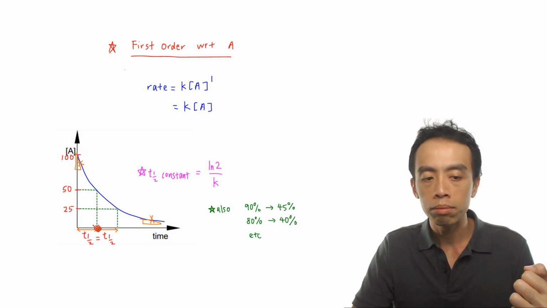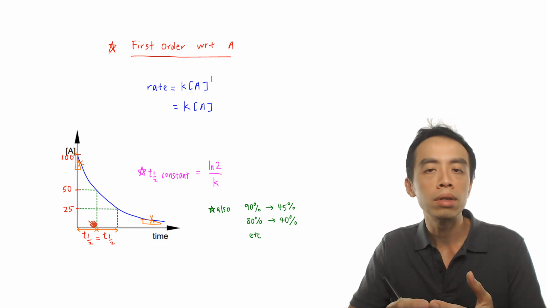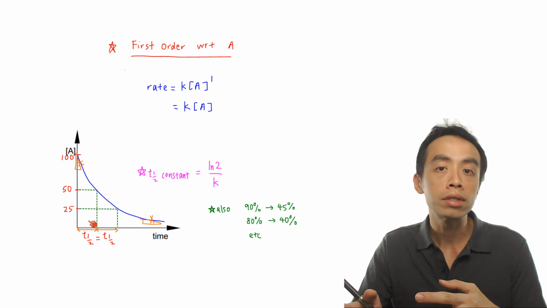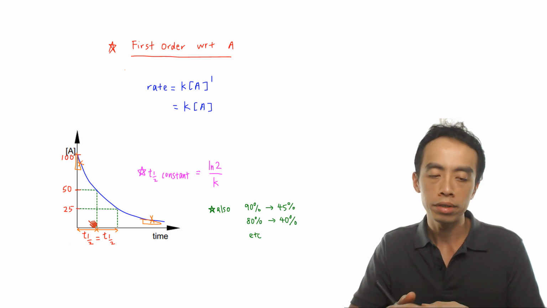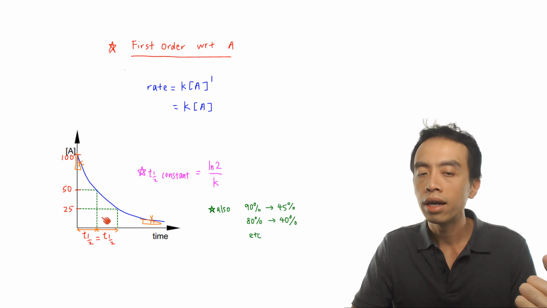So this time taken here will be the first half-life. Then the second half-life will be the time taken for me to decrease the concentration of A from 50% to half of it, to 25%. So from 50% to 25%, this will be the second half-life.